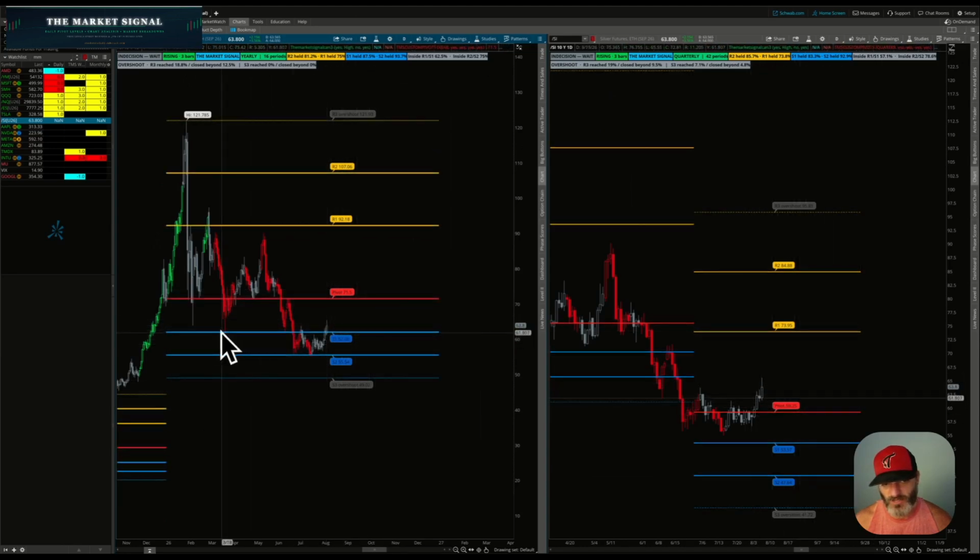62 is going to be a huge level just because of support right here. If it holds, you look higher. If it breaks, look out below.